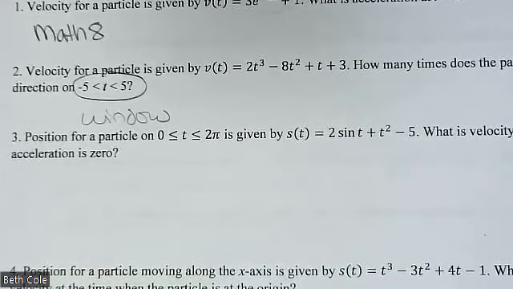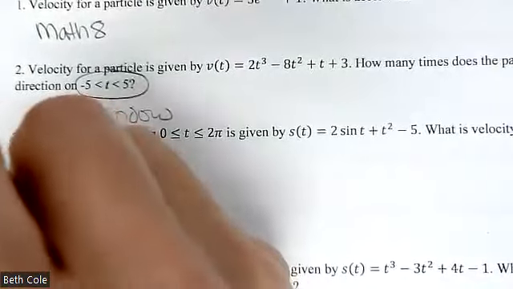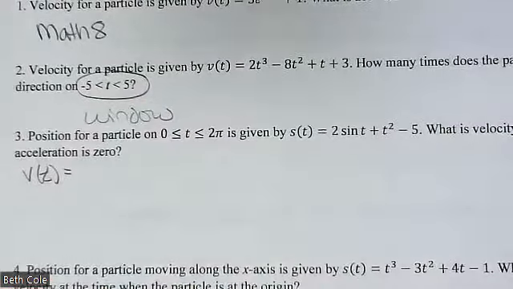All right. What did they give us for the third one? Position. Oh, this is interesting. We're going to have to actually work this one out. What is the velocity when the acceleration is 0? We're going to need velocity and acceleration. We have to actually work this one out.